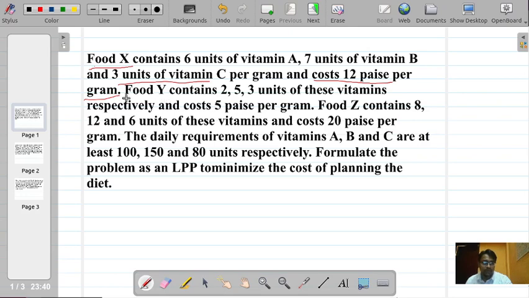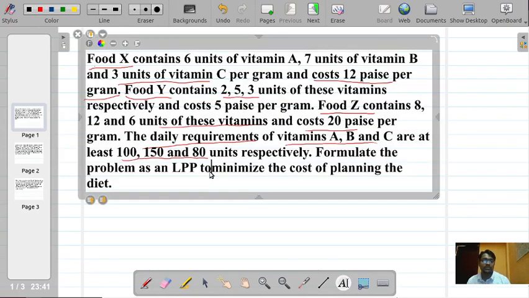Food Y contains 2, 5 and 3 units of these vitamins respectively and costs 5 paisa per gram. So that is 50 rupees per kilo, right? And food Z contains 8, 12 and 6 units of these vitamins and costs 20 paisa per gram. That means 200 rupees per kilo, right? So the daily requirements of vitamins A, B and C are at least 100, 150 and 80 units respectively. We need to formulate the problem as an LPP to minimize the cost of planning the diet.